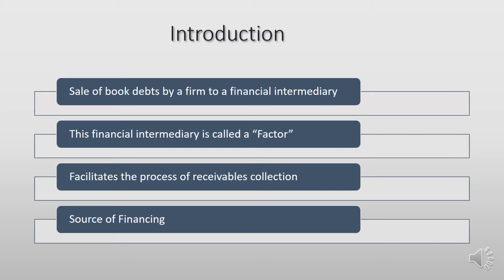Factoring involves sale of book debts by a firm to a financial intermediary, and this financial intermediary is called a factor. And services given by a factor are termed as factoring services. A factor facilitates the process of receivables collection to the firm, and a factor is also a source of financing for the firm.